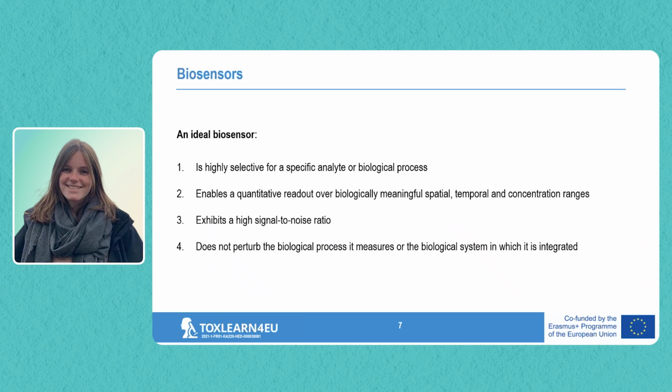or you don't want it to be affected by the pH or any other parameter. Another important point is that it needs to enable a quantitative readout over biologically meaningful spatial, temporal, and concentration ranges. If you want to measure changes in hydrogen peroxide in a plant leaf, then of course the sensor should be functional in plant leaves. Temporal should also be meaningful. If you want to measure for 24 hours, of course your sensor should be able to keep dynamically changing over this time period. And something else that's very important is also the concentration range.